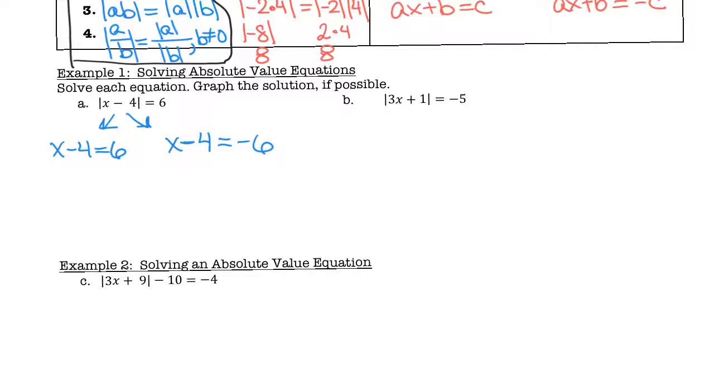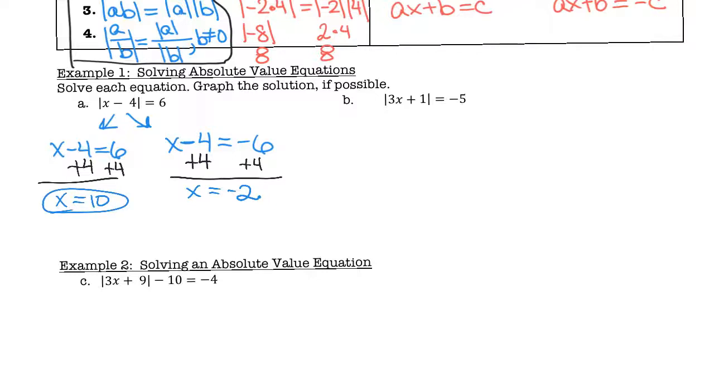Now watch what happens when we solve. When we add 4 to both sides, we end up getting x equals 10, and if we add 4 over here, we end up getting x is equal to negative 2. So the first answer may be pretty obvious to you. You're like, yeah, if I plug 10 back in there, we have 10 minus 4, the absolute value, is equal to 6. Well, of course, because 10 minus 4 is 6, the absolute value of that equals 6. But over here, this might not have been so obvious. This answer is negative 2.